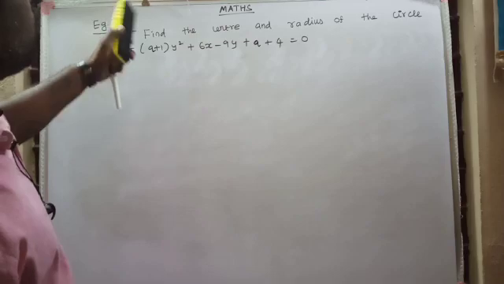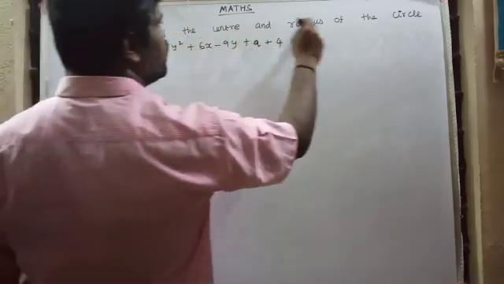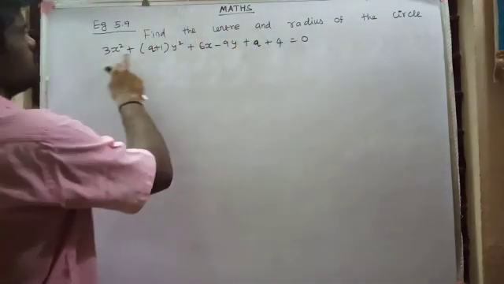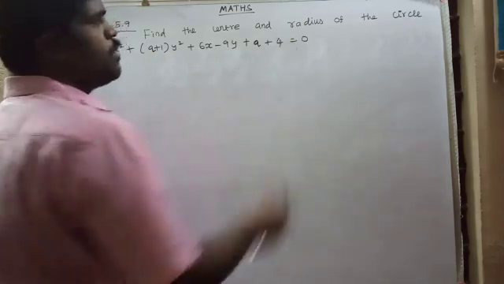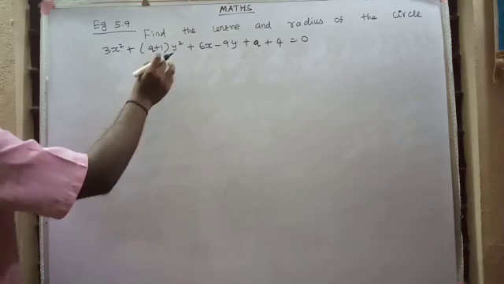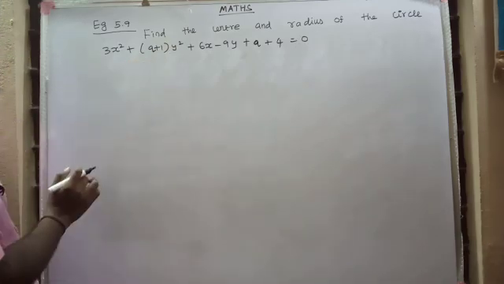And this is example 5.9. Find the center and the radius of the circle 3x² + (a+1)y² + 6x − 9y + a + 4 = 0. Here we want to find the a value first.